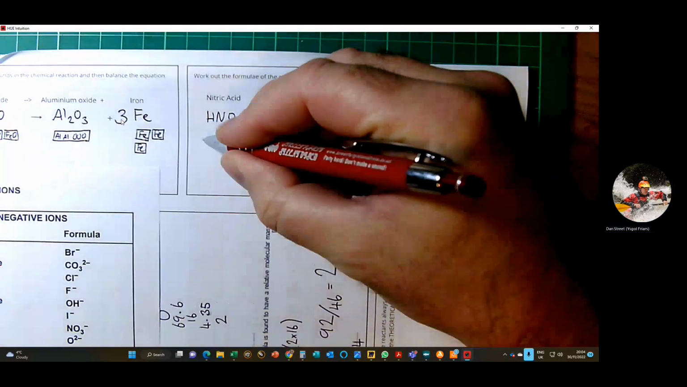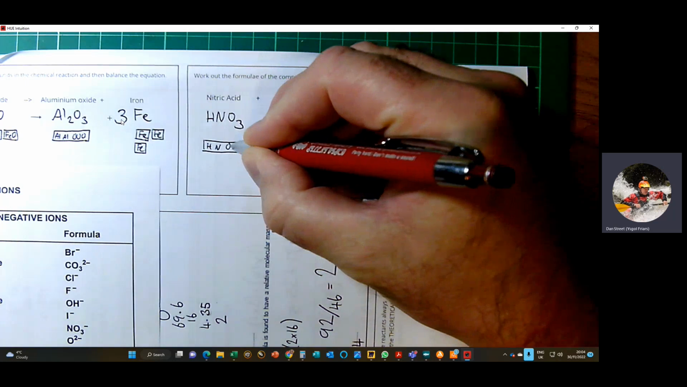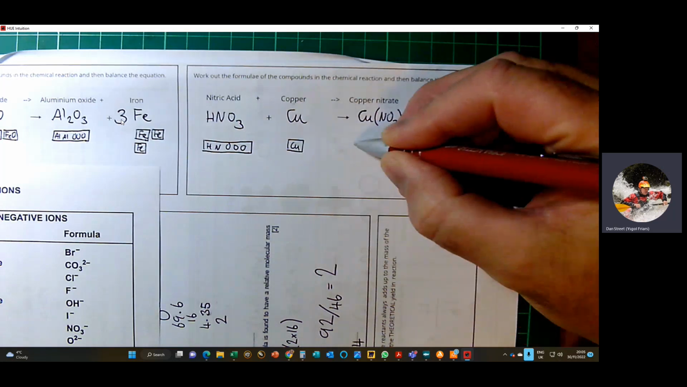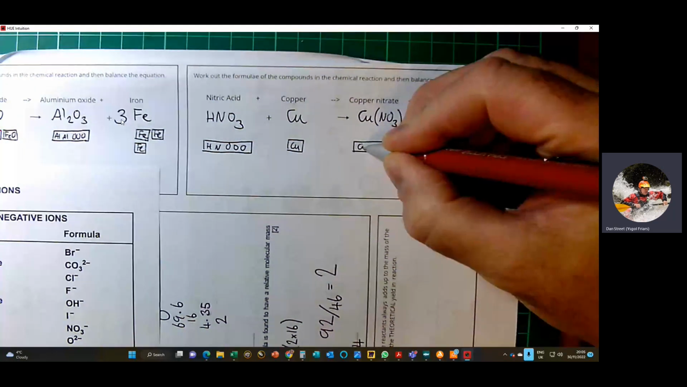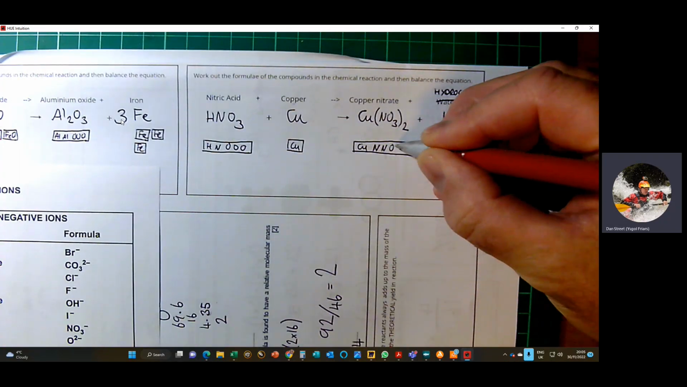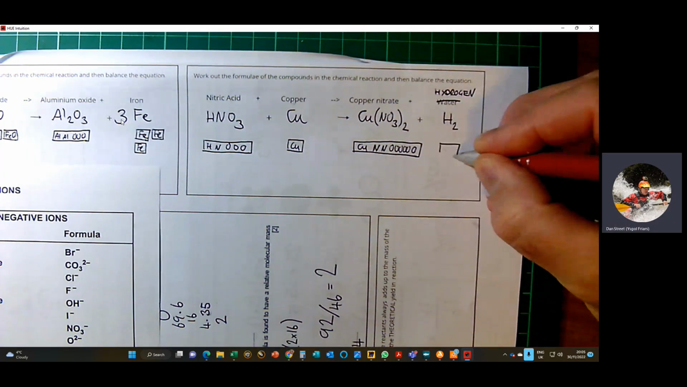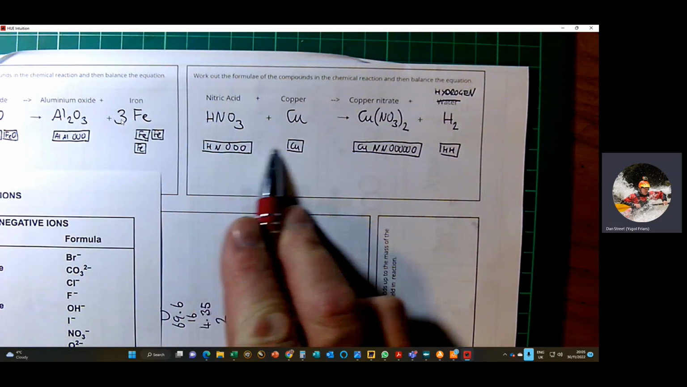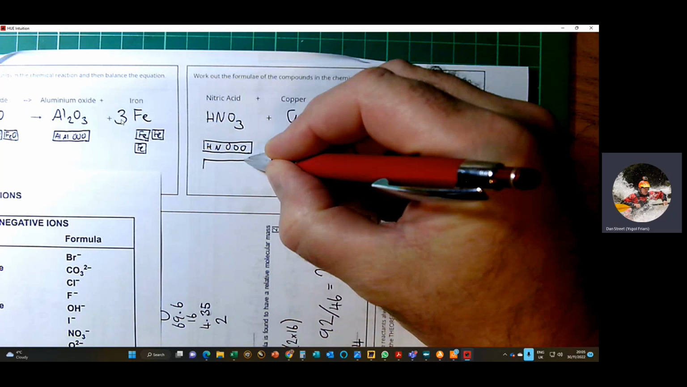So if we draw this as the box method, we've got H, N, O3, and we've got copper, which is Cu. Then you've got to be careful with this one, because it's got the brackets. So we've got 1 copper, and then we've got 2 nitrogens and 6 oxygens. So be careful to get 6. And then here we've got H2. So we've got 1 hydrogen on this side, and we've got 2 on that side. So the only way to balance that would be to add in an extra nitric acid.